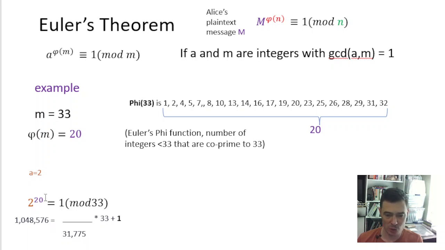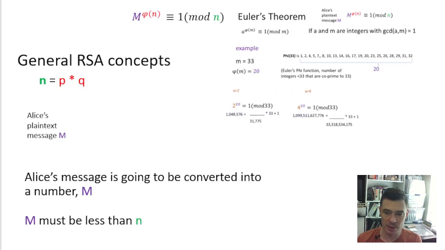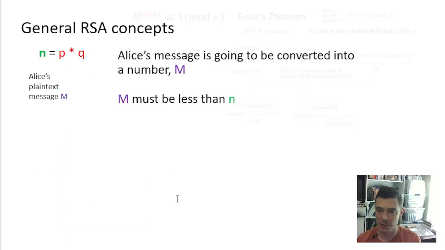So in this case, 2 to the 20th is the same thing as saying 31,775 times 33 plus 1 gives us 2 to the 20th. And the same thing is going to hold true for this example. Raise 4 to the 20th, we get this number, which is the same as this number times 33 plus 1. So the remainder is always going to be 1. So that is this equation here, which we know to be true. So now let's start putting these relationships together.